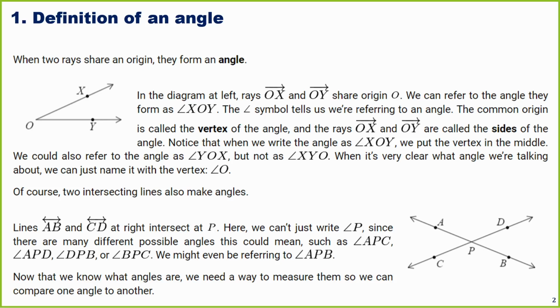For example, in the diagram on the left, rays OX and OY share origin O, right? We can refer to the angle they form as angle XOY. We use a small symbol here to tell us we are referring to an angle. The common origin is called the vertex of that angle, and the rays OX and OY are called sides of the angle.